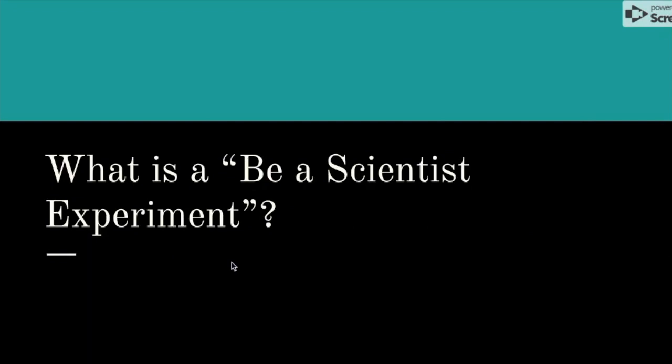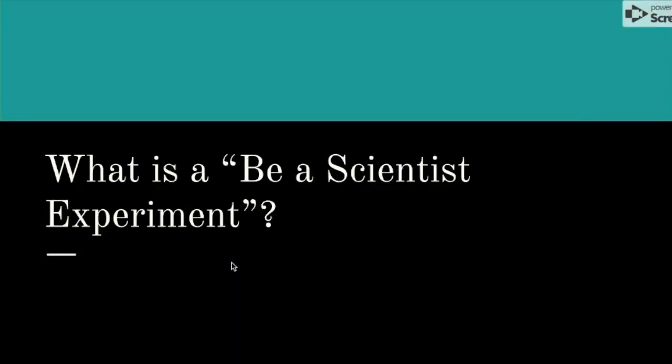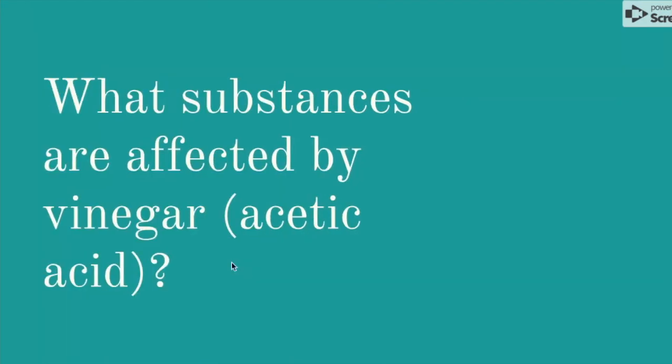What is a Be a Scientist experiment? Basically, in this type of experiment, I'm going to give you a prompt or a topic, like a question that you're going to have to conduct an experiment based on. Today we're going to be doing something on vinegar, like I said before. Our question today is, what substances are affected by vinegar, which is acetic acid? It's basically asking what type of materials will change when you put vinegar with it.